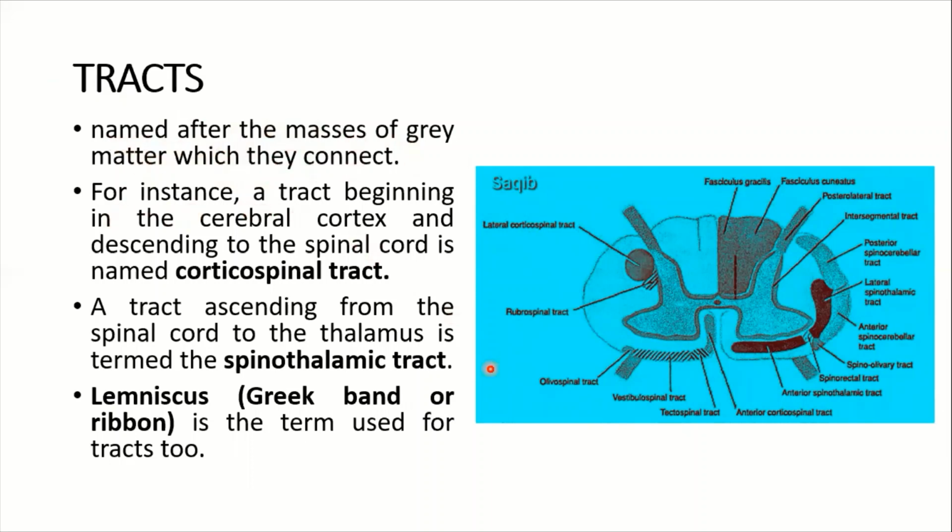For example, a tract beginning in the cerebral cortex and descending to the spinal cord is named the corticospinal tract. Firstly, this is a descending tract. So this is the corticospinal tract, which begins in the cerebral cortex and ends in the spinal cord. Similarly, an ascending tract which ascends from the spinal cord to the thalamus is the spinothalamic tract, right? And there is a term, lemniscus, which means a band or a ribbon. It is also used to denote a tract.